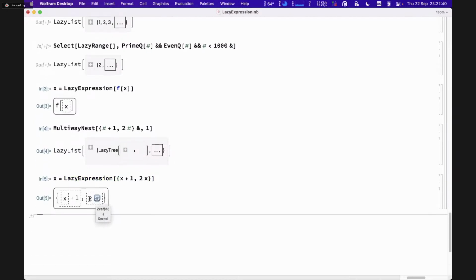Yeah. I don't know where you put the 1 that's the starting point for the multi-way nest. Where do you put that? Well, let's think. It would be like x equals lazy expression of tree of 1 comma x plus 1, 2x. Okay. Right. Yeah. Like that? No, still the list. Yeah, right.